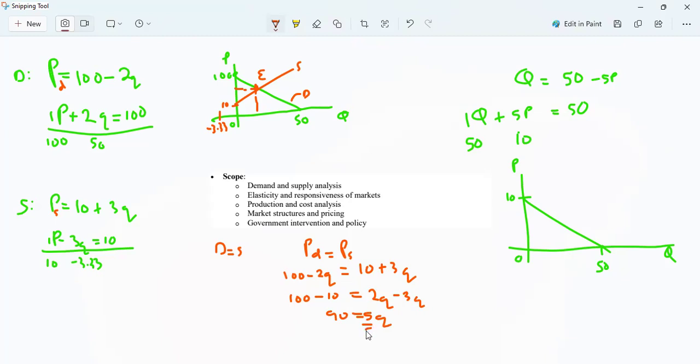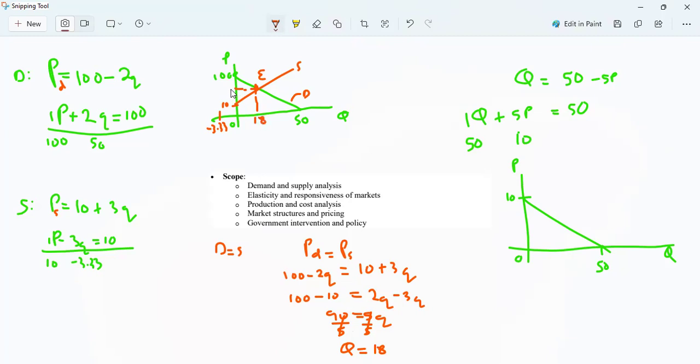I don't know whether I'm using the same language, but in my head, I know what's happening. So I want to make Q the subject. Both sides divide by 5, and then you get your Q, which is 18. 5 into 90 is 18. So this is our equilibrium quantity here, 18.